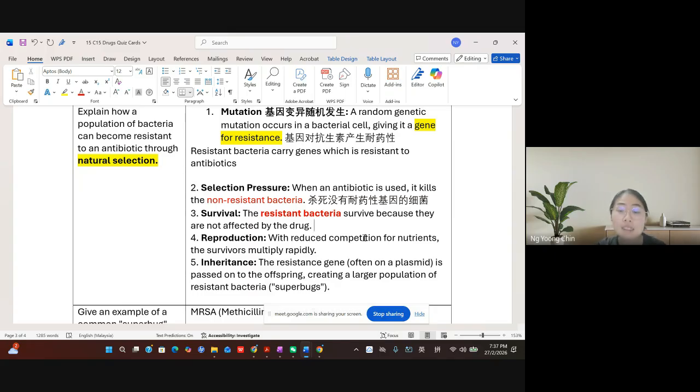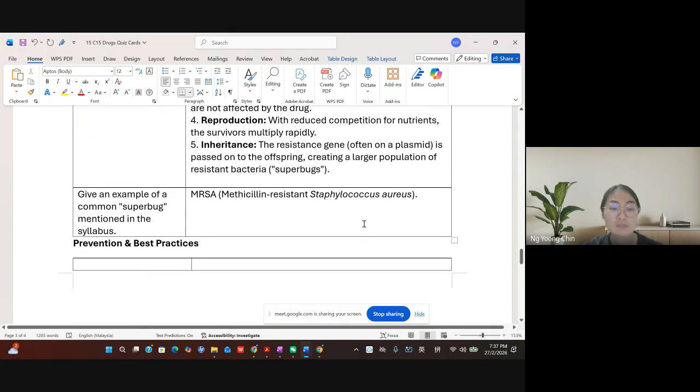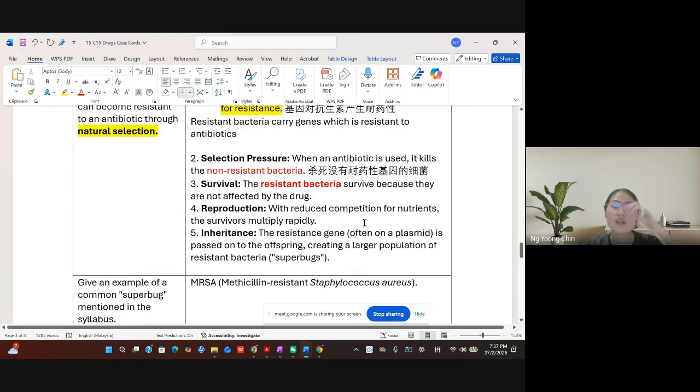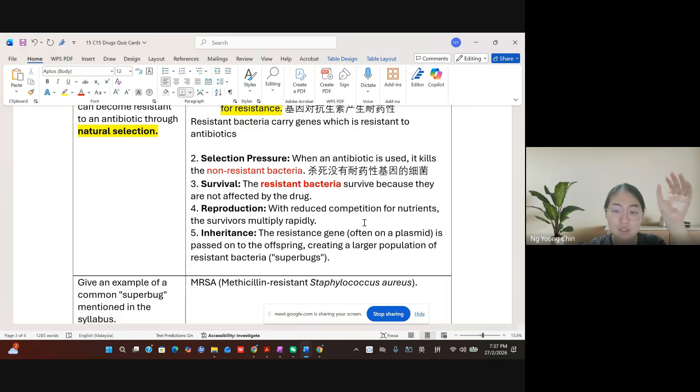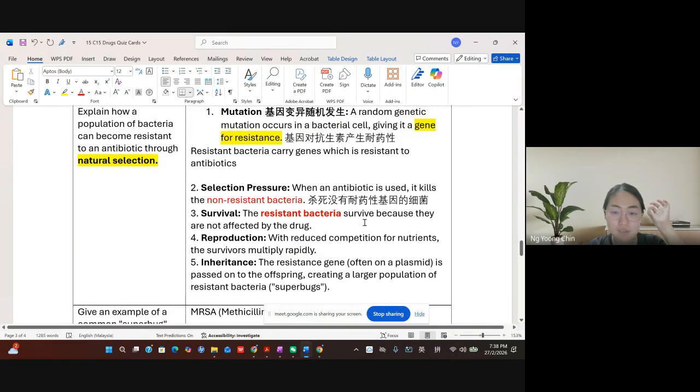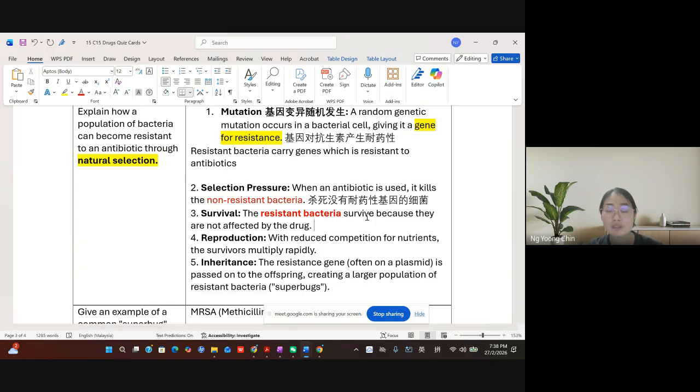So what can you do in order to prevent antibiotic resistance from happening? Can you give me an example? What happens if the bacteria have already developed resistance toward the antibiotic? So what can you do?